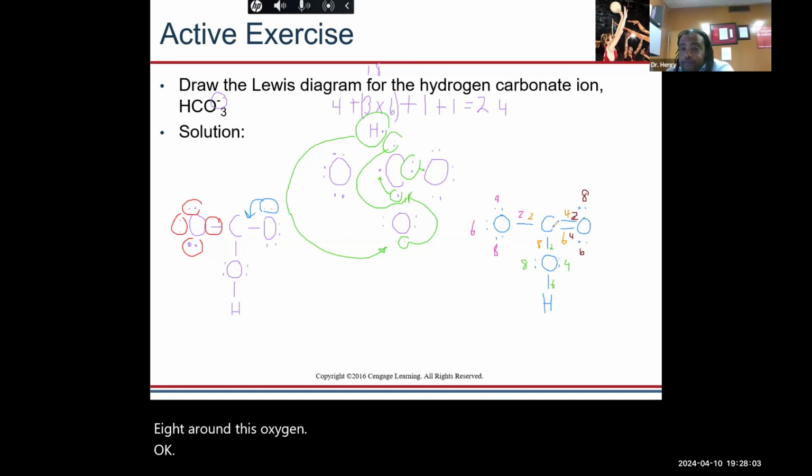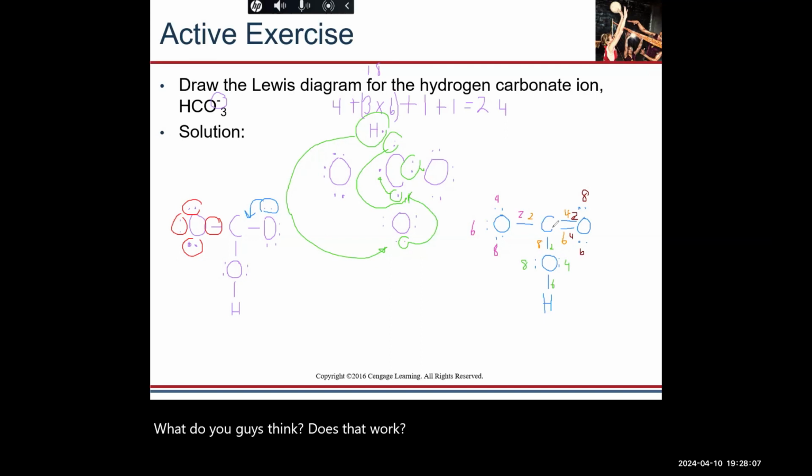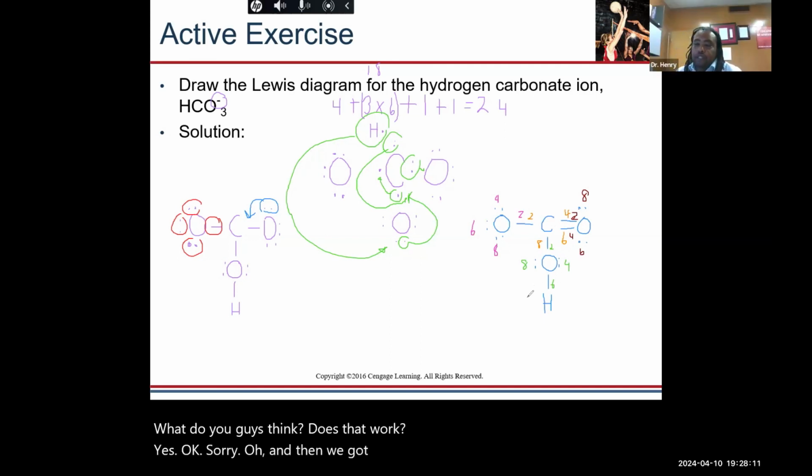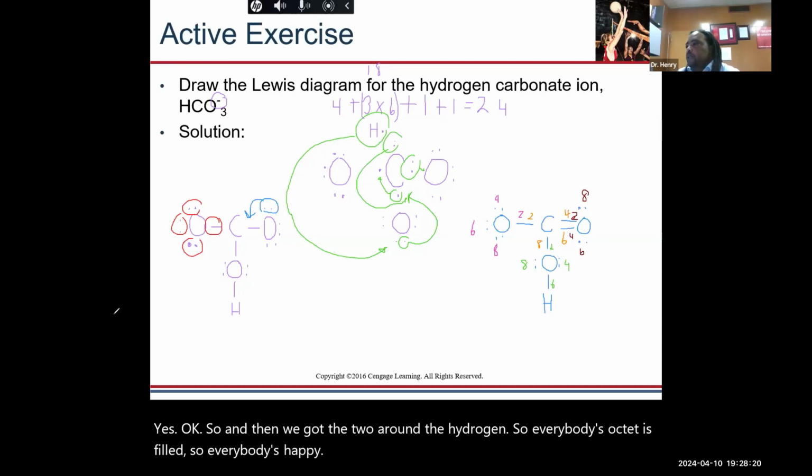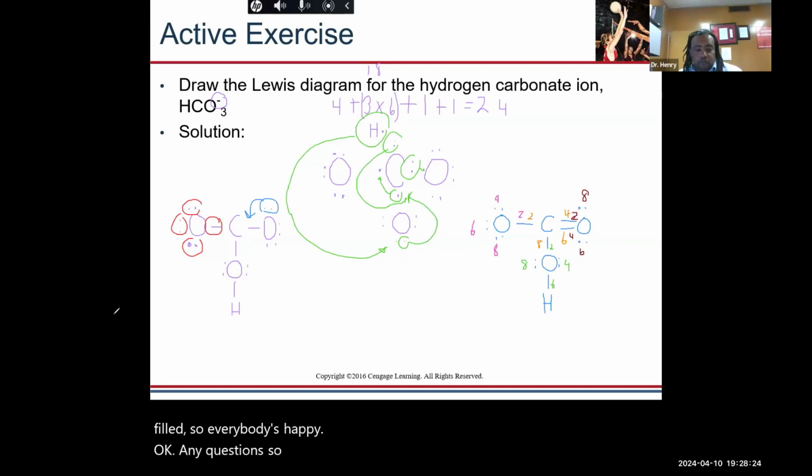What do you guys think? Does that work? Yes. Okay. So and then we got the 2 around the hydrogen. So everybody's octet is filled. So everybody's happy. Okay. Any questions so far? No? Okay.